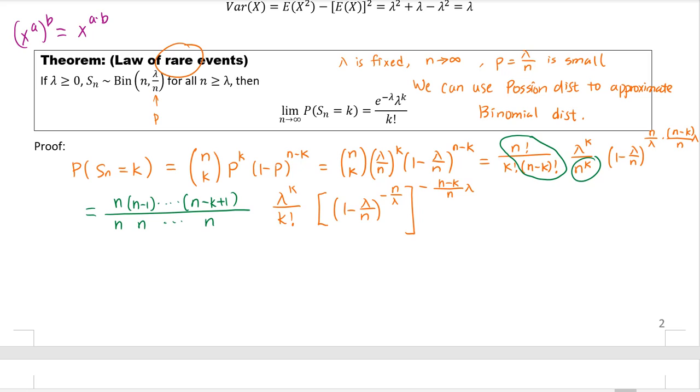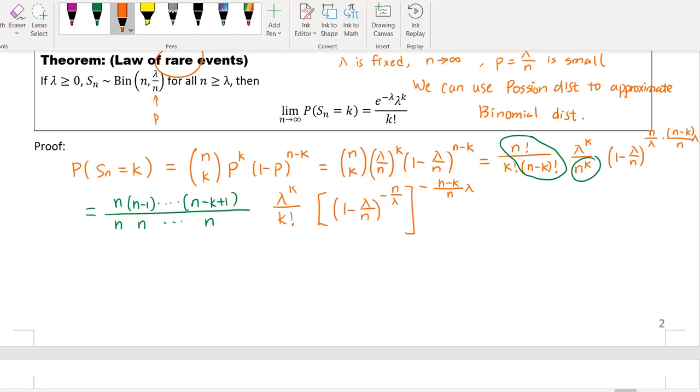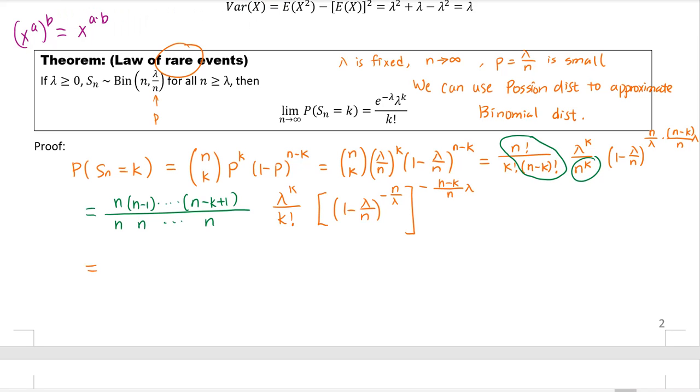Okay, so now what happened? Keep in mind, when n goes to infinity, okay, so let's see. So n over n, this is just 1, right? And then n minus 1 over n, this is just like 1 minus 1 over n. Okay? And then times 1 minus 2 over n times the dots. This guy is 1 minus (k minus 1) over n. So far, so good, everyone?